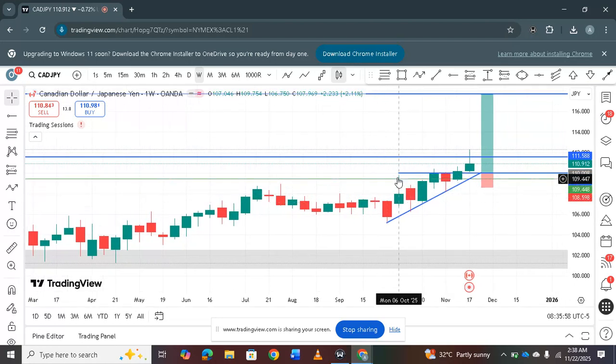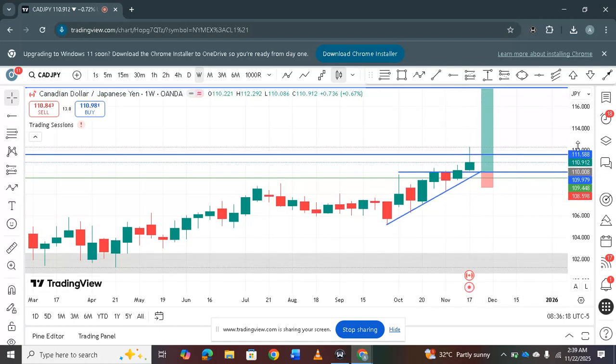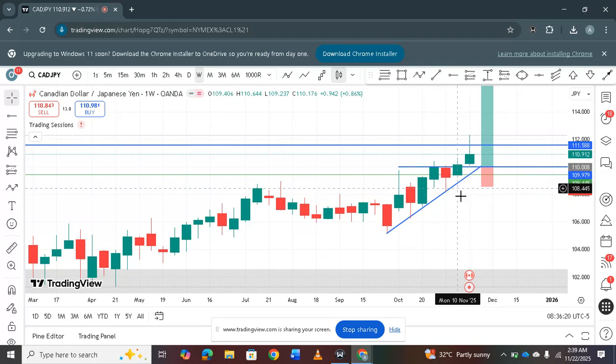we have this high, this low, this higher high, pullback, and a higher high. So this was the last high, and we've seen the weekly closes with a pin bar. This is a hammer pin bar.